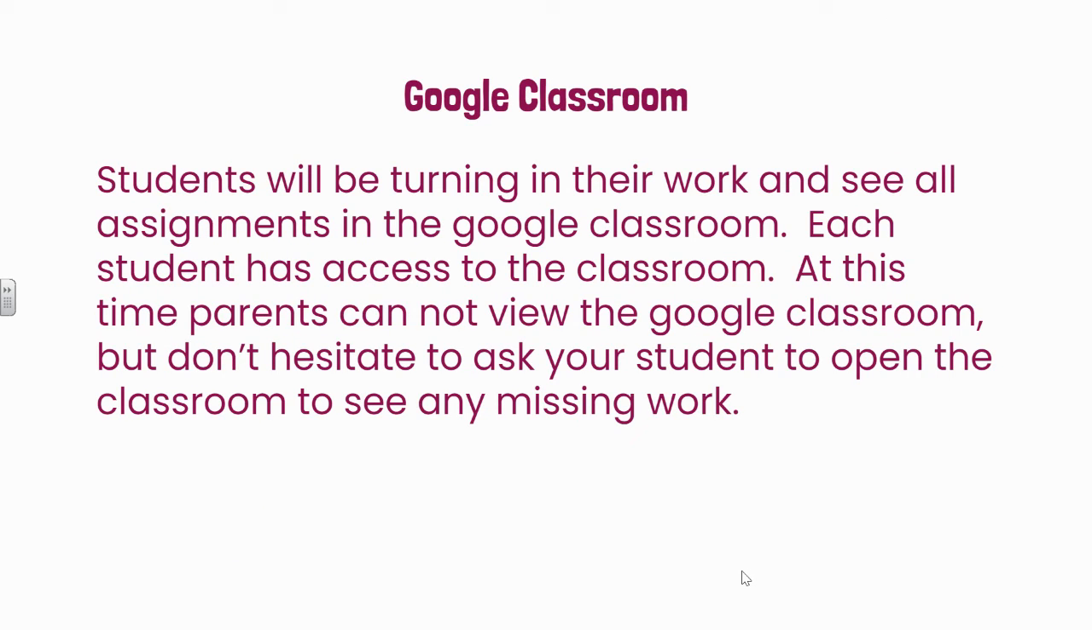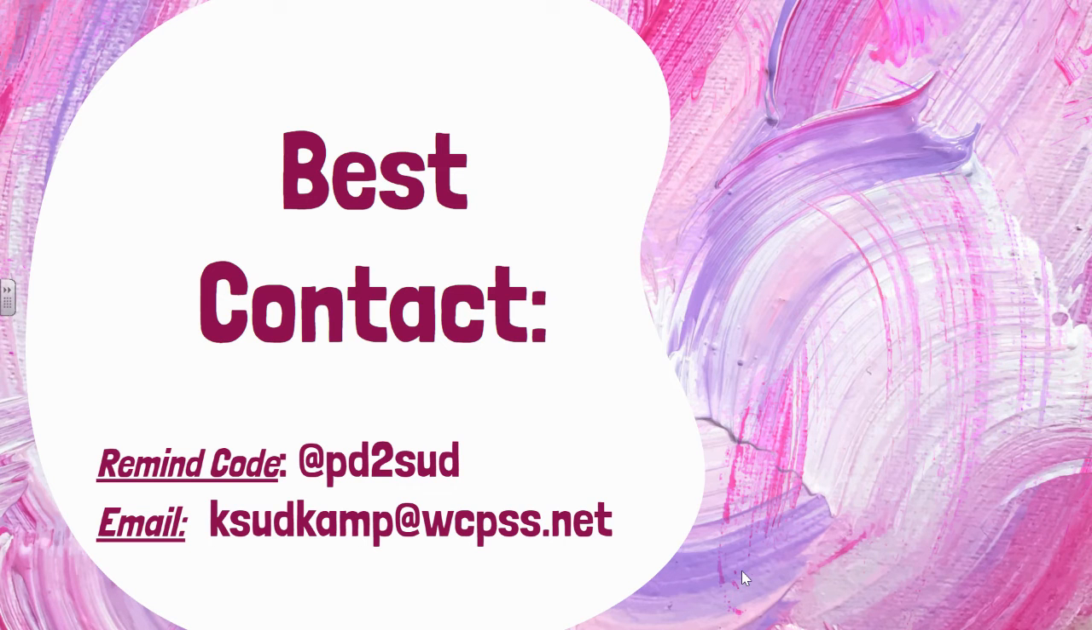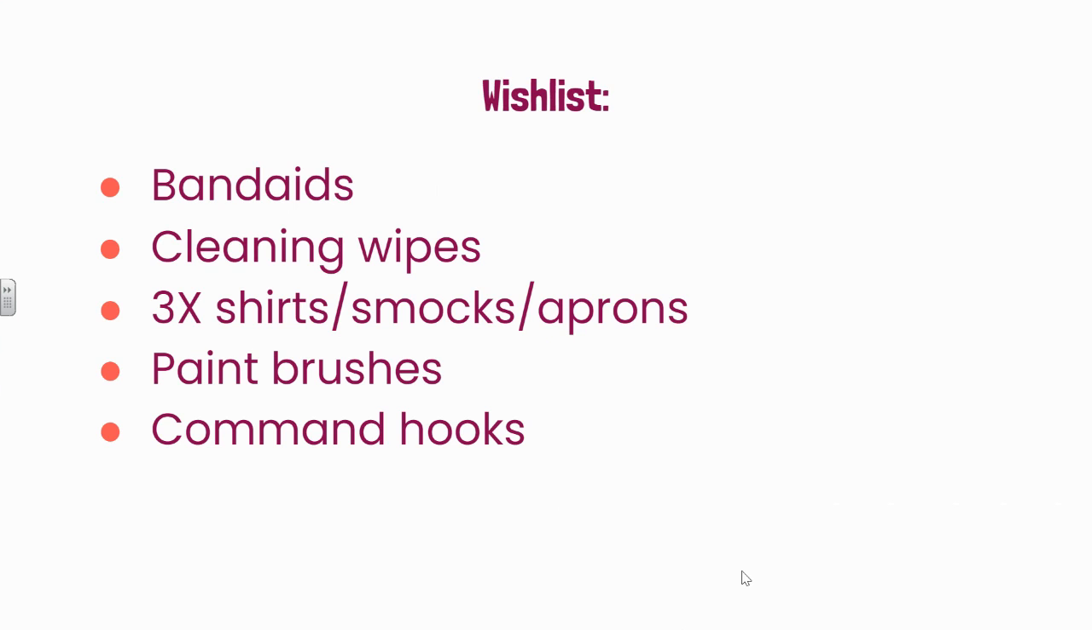All right, so Google Classroom, all the students have already been added into Google Classroom at this time. They should have access to everything they need. The best contact for me is going to be a Remind or email. A Remind goes straight to my phone. I don't always see the emails because I get so many. So if you go to the Remind code, you can download the app or you can sign up through text message at 81010 with the Remind code at PD2SUD. So that's period 2SUD. And my email is ksudcamp@wcpss.net.